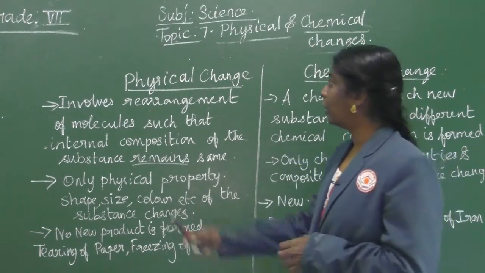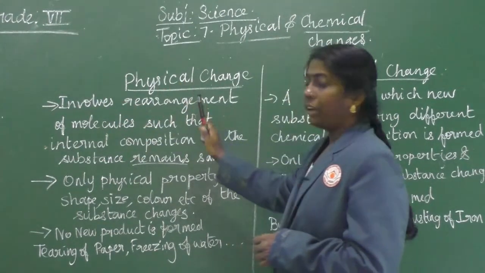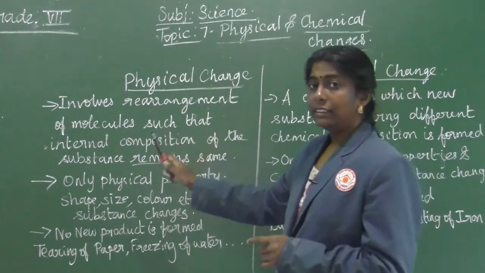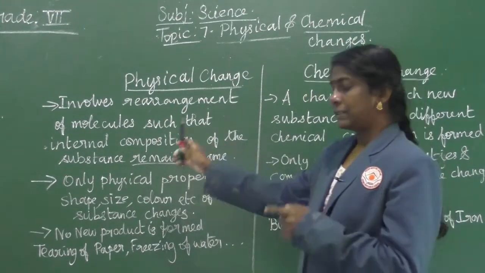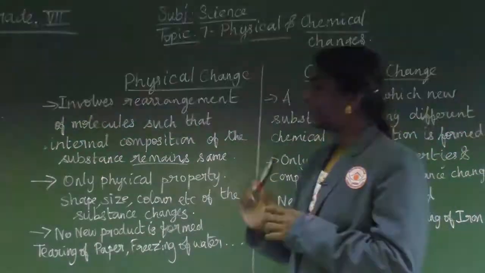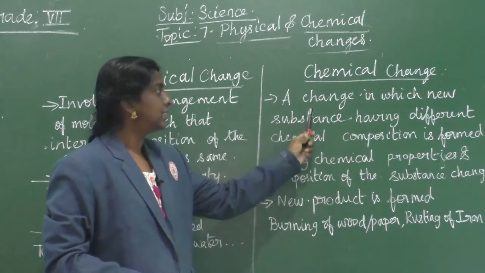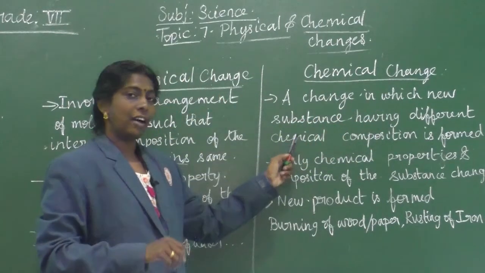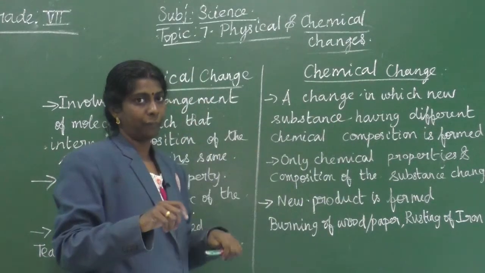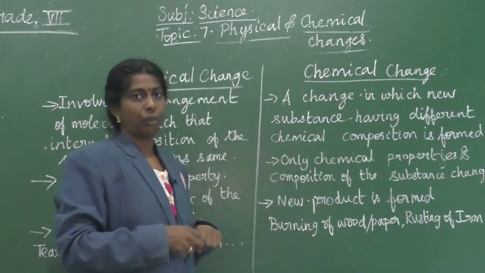So, first about physical change. Here it involves rearrangement of molecules such that the internal composition of the substance remains the same. Clear? But in case of chemical change, a change in which a new substance having different chemical composition is formed.